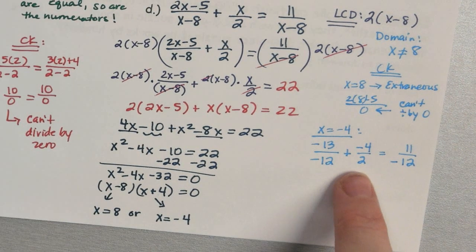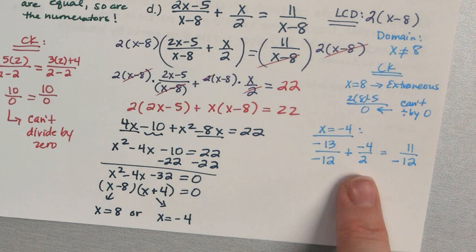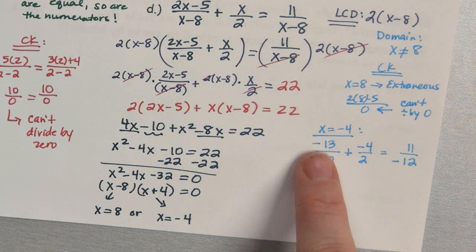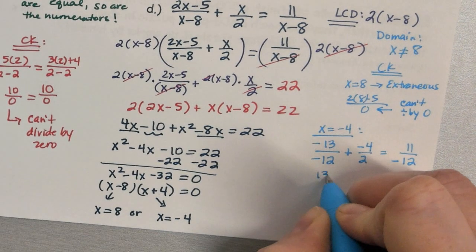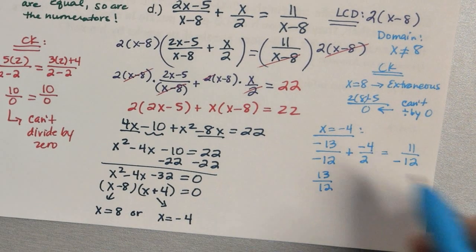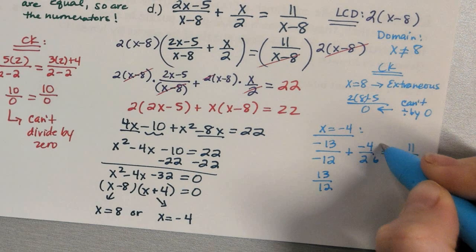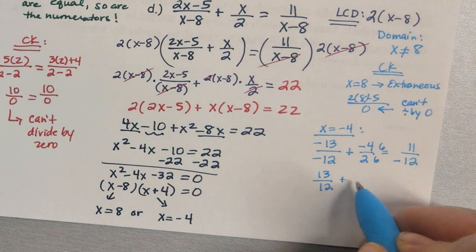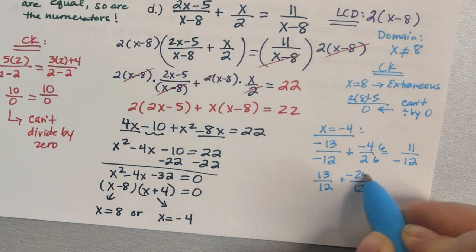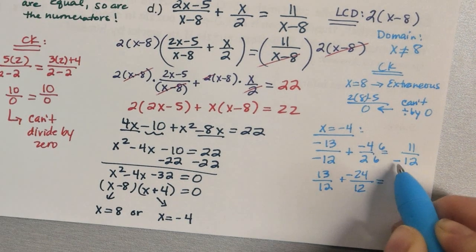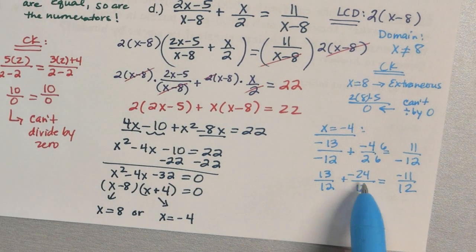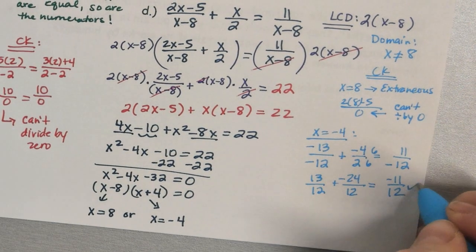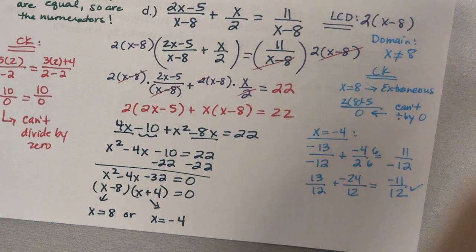So let's just make this so the denominator is 12. And a negative over a negative simplifies to what? Positive. So this is really 13 over 12. If you multiply this by 6 over 6, you get 12 on the bottom, negative 24 on the top. And like I said, this negative, you can just move it to the top. 13 minus 24 is negative 11, so that does work.